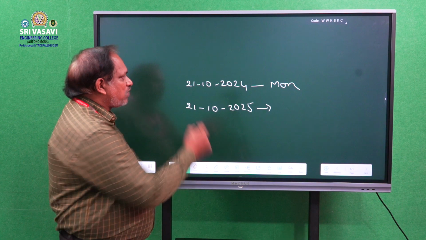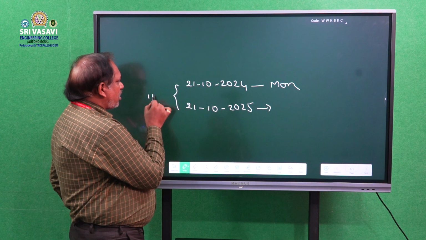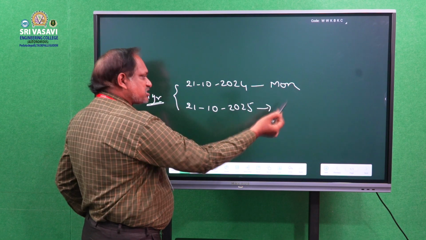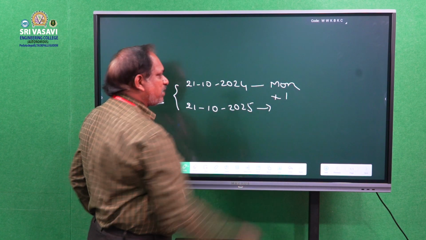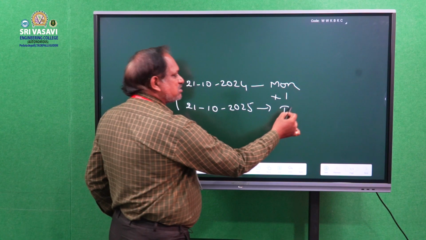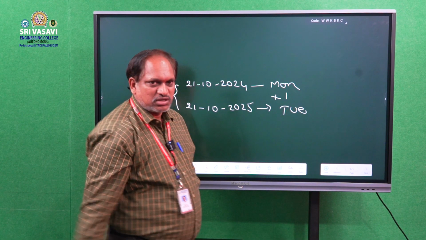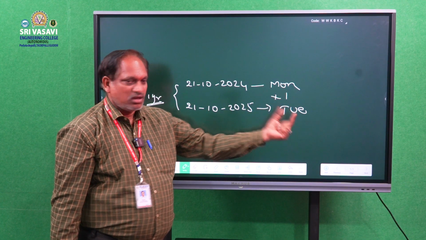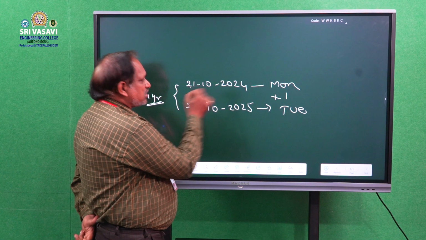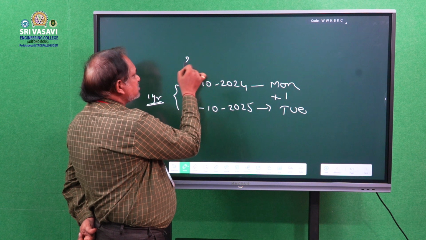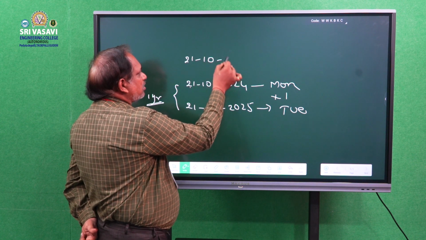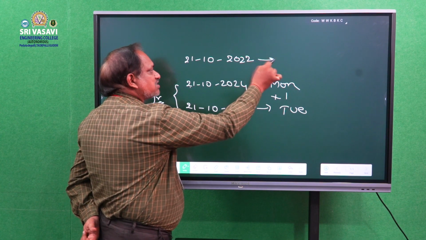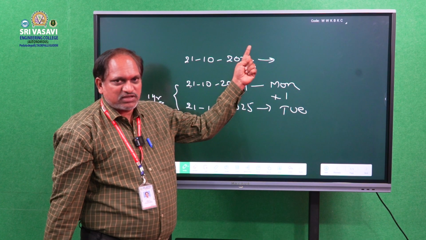So we know that 1 year is 1 odd day, therefore 1 day extra. Monday plus 1, next year it comes, that is equal to Tuesday. So in the question, if they simply mention finding the odd days. Otherwise, the same question: today is Monday, and if he is asking 21st October 2020 or 22, what was the day, 2 years ago he was asking.